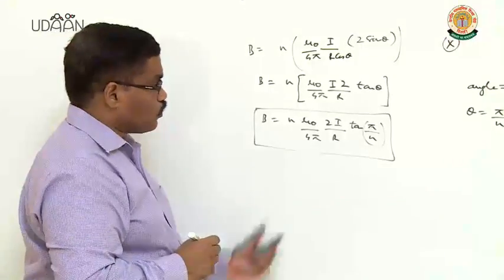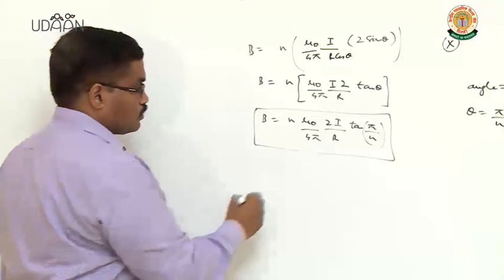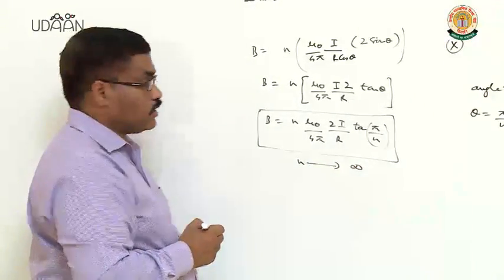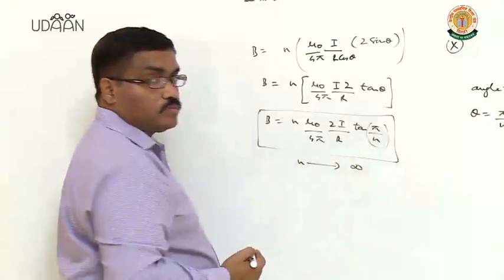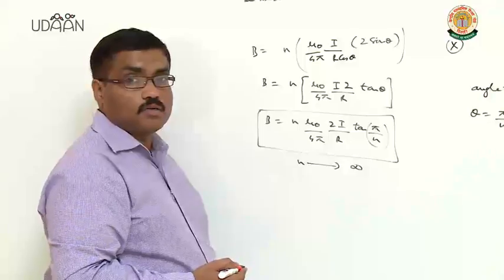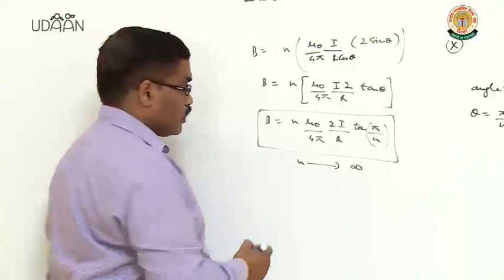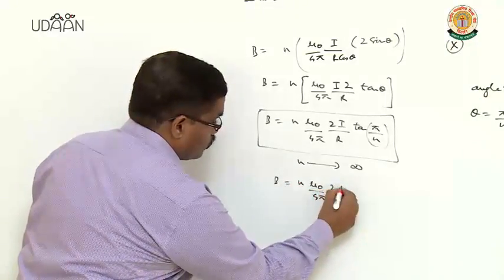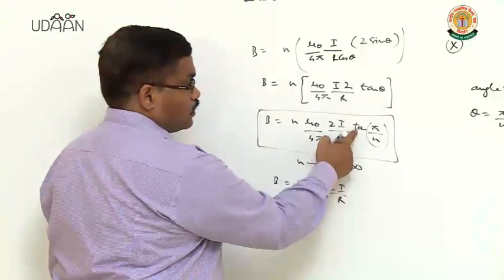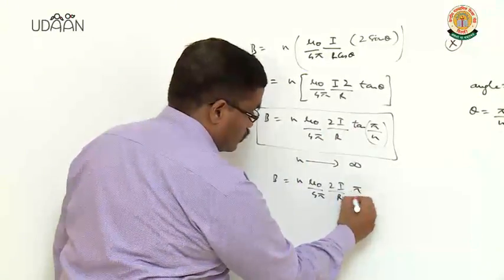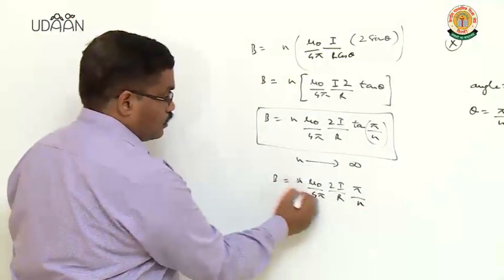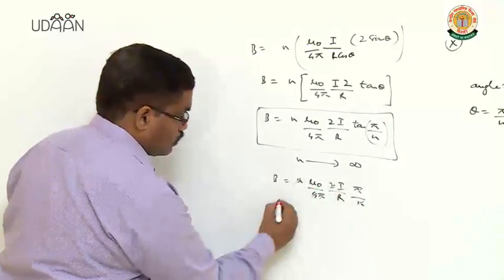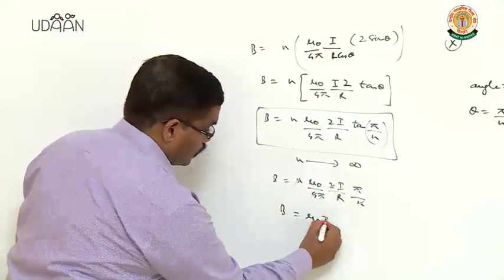Now if I prolong this a bit more, suppose n tends to infinity. Then this angle becomes very small. In mathematics you have studied that when the angle is small, tan theta can be replaced by theta. So I can rewrite the expression as B is equal to n times mu naught upon 4 pi, 2I upon r. Since we are replacing tan theta by theta, I can write this as pi by n. Your n and n get cancelled, pi gets cancelled, 2 and 4 get cancelled. You'll have B is equal to mu naught I by 2r.